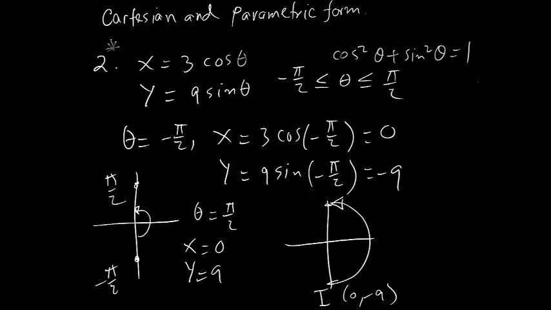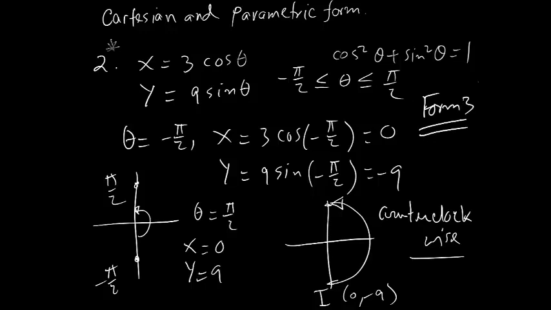Okay, so you got a semicircle, and this one is going now in the counterclockwise direction. In this direction we have plotted this, right? So this is actually going to form 3, where you have mentioned ellipse. I'm going to the next example.